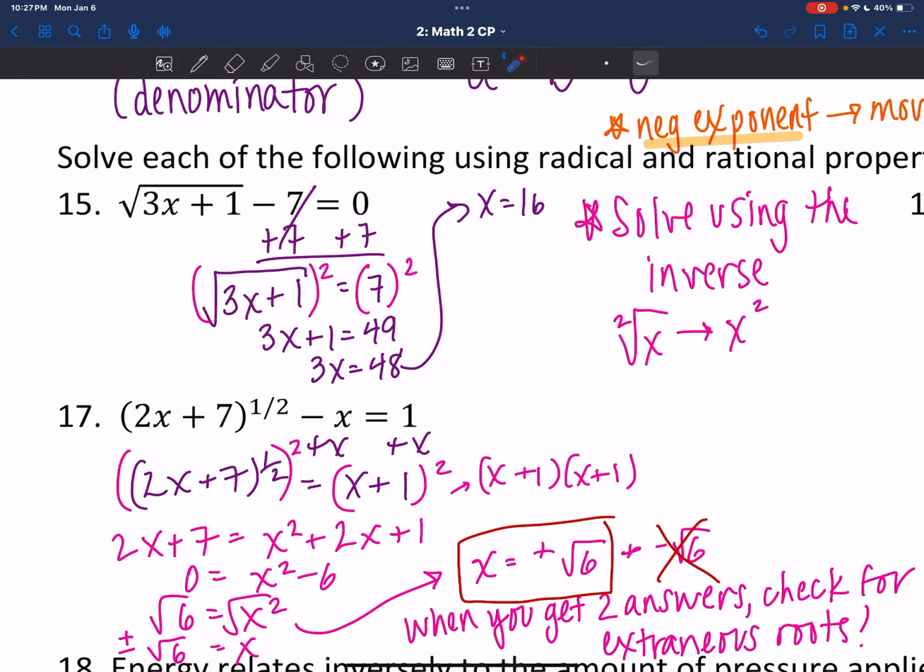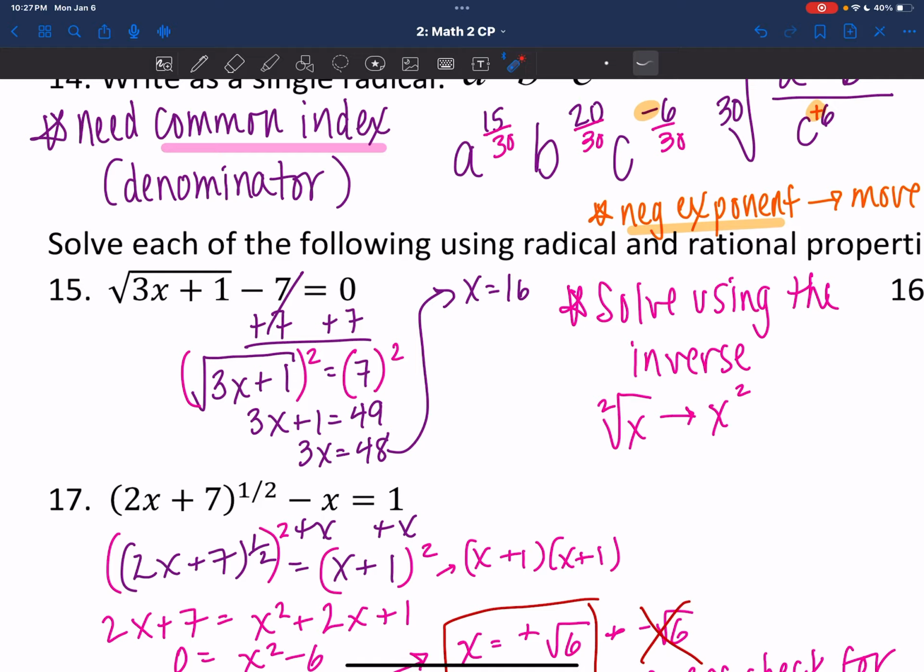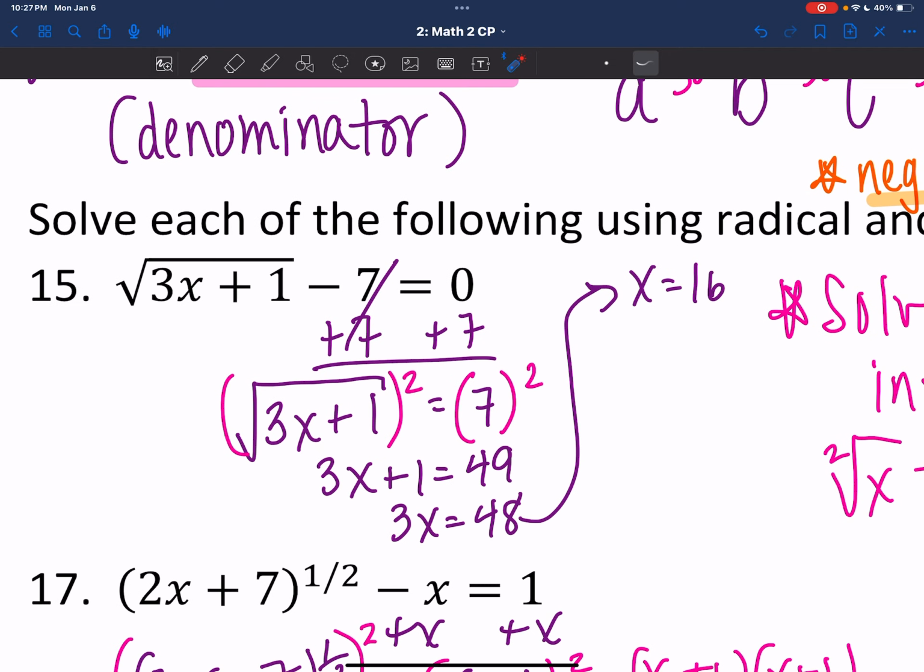Now you're going to solve problems. So remember, use the inverse operation. So first, move the 7. You want to get the radical all by itself. Then once you get the radical by itself, the opposite of the root is to square it. So you square both sides and then solve for x, and then x equals 6.